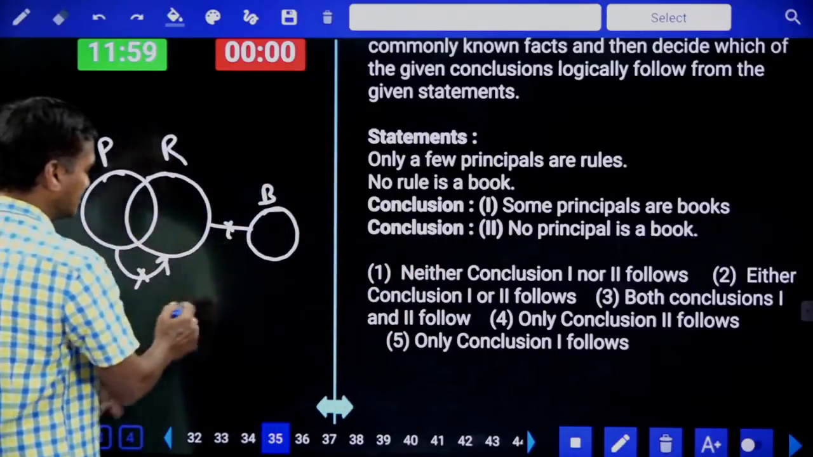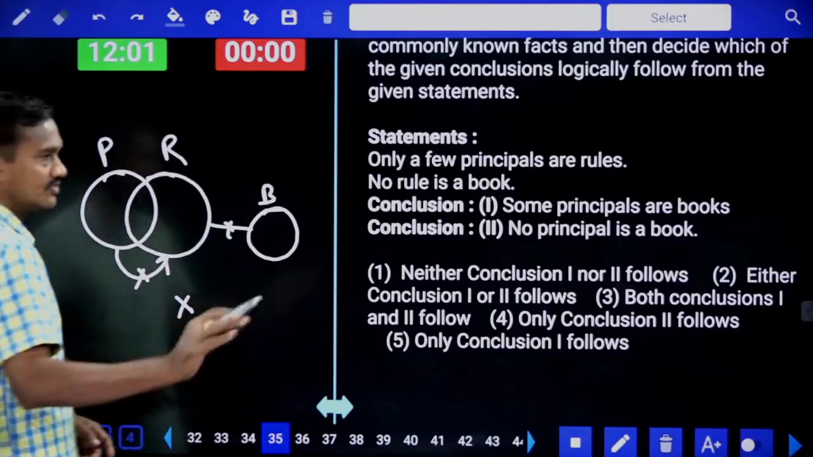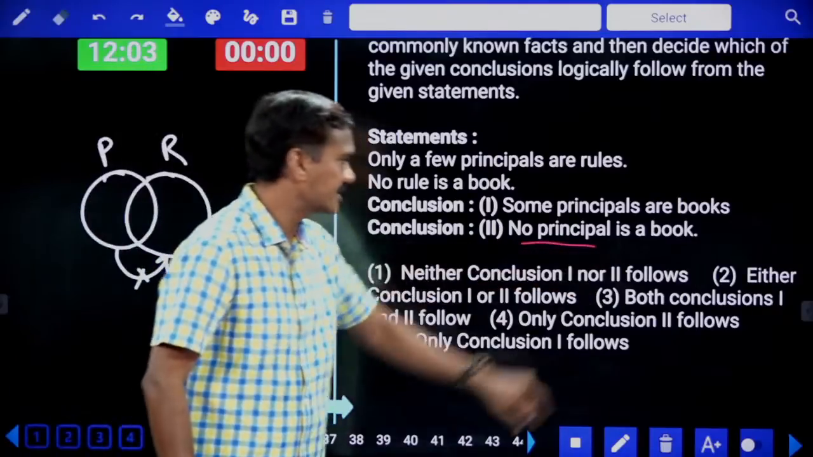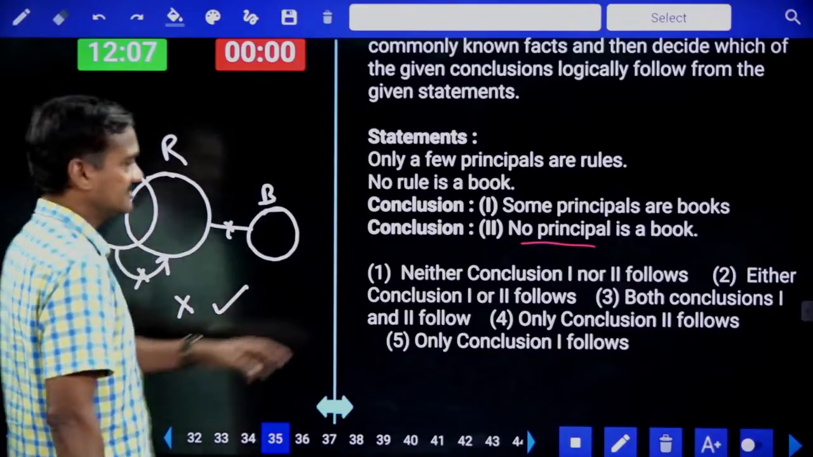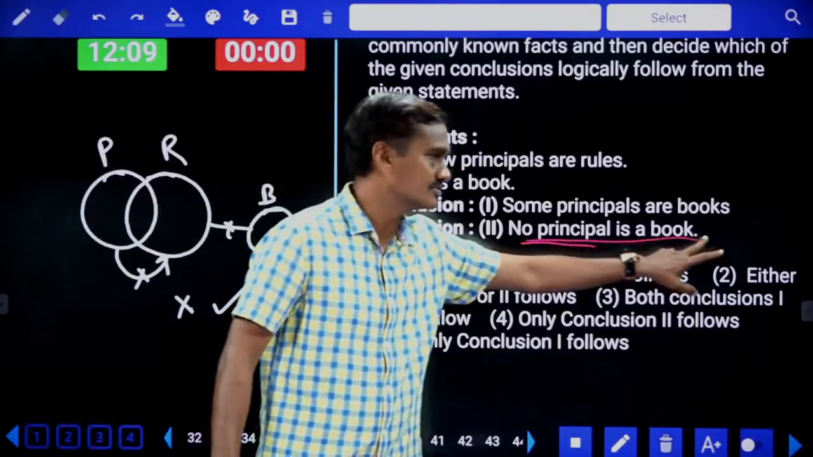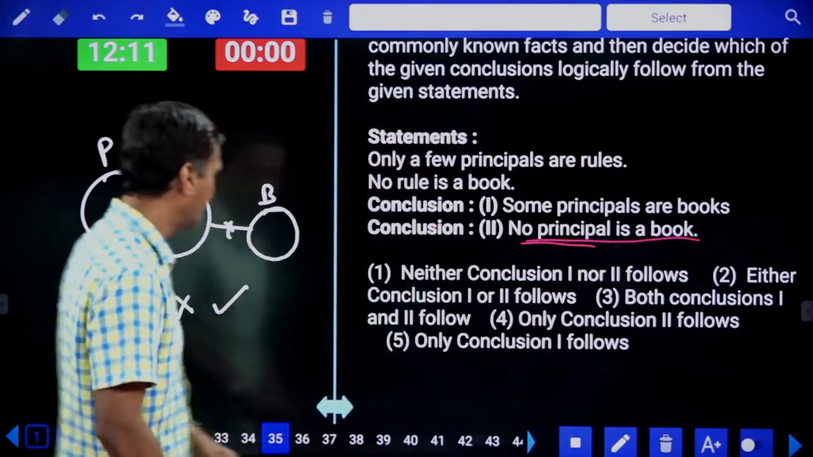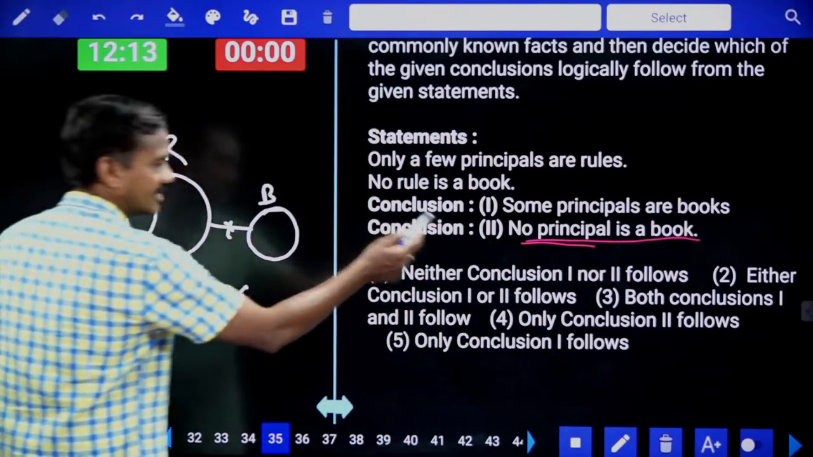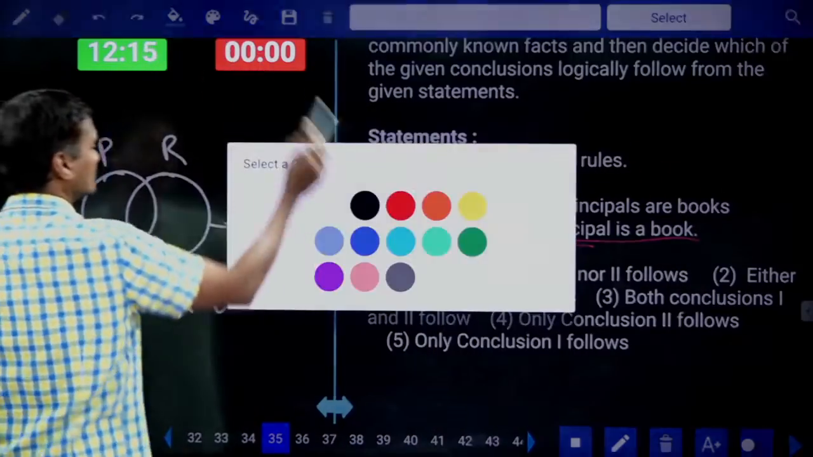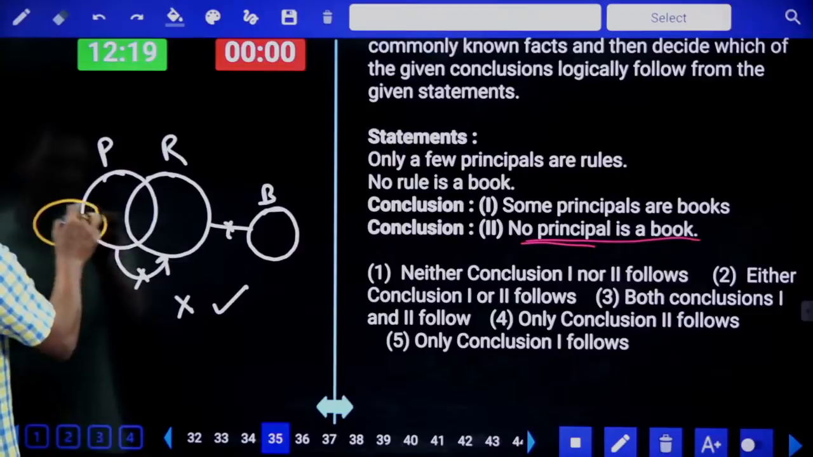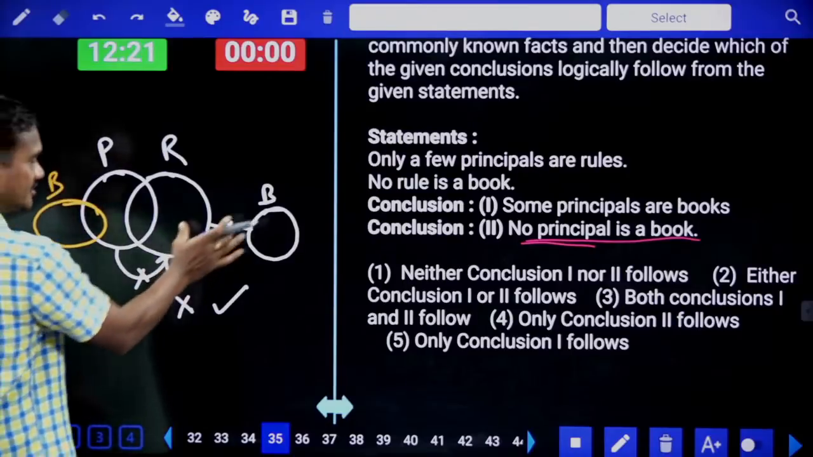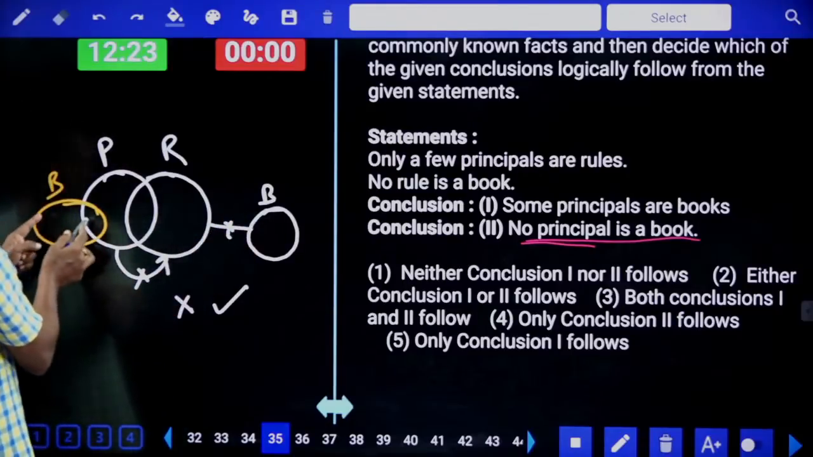Principle is here, book is here. There is no intersection between these two. First one is false. Then coming to the second, no principle is a book. Principle is here, book is here, definitely true. As the second conclusion is true, it is a negative conclusion that is true. Hence, in order to make this one false, now we need to check out its complementary pair, that is, some principles are books. Now tell me whether I can write book like this or not. Isn't it? These two cannot be intersected, but as these two can be intersected.